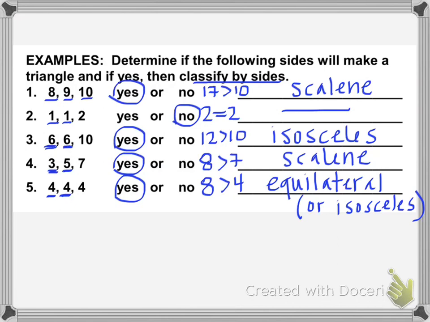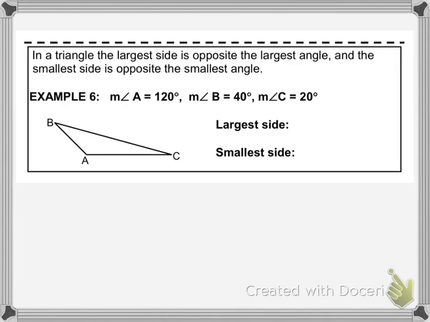All right. So the next thing we're going to learn is this. In a triangle, the largest side is opposite the largest angle, and the smallest side is opposite the smallest angle, which means that the middle length side is going to be opposite the angle with the middle size measure. So let's look at this example and see if we can't figure this out.